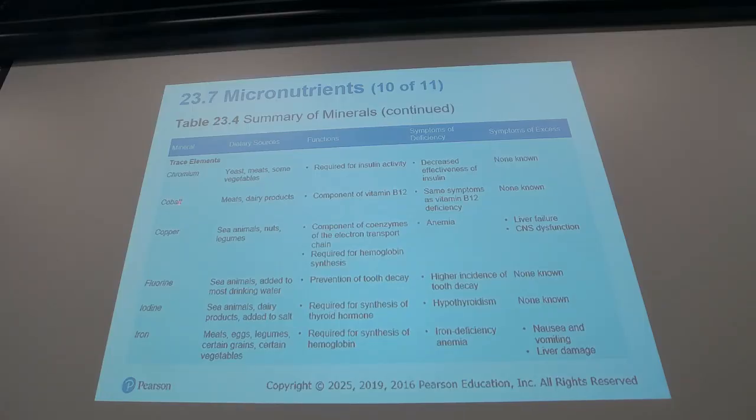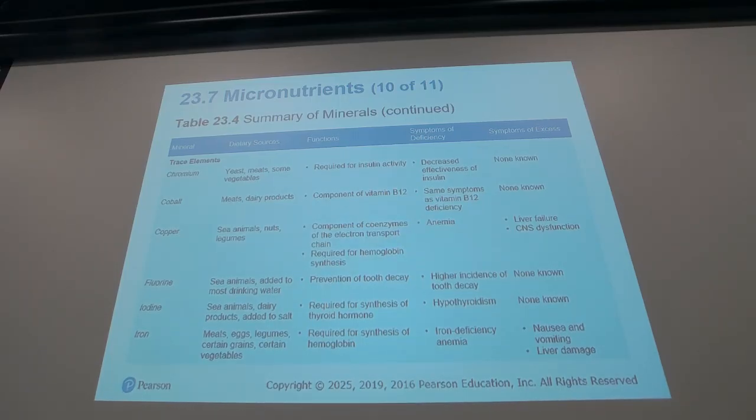So here we have some trace elements examples. Copper, for instance, is a coenzyme of the electron transport chain. So if someone doesn't have enough copper, the person will have anemia, and excess will lead to liver failure and dysfunction of the CNS.